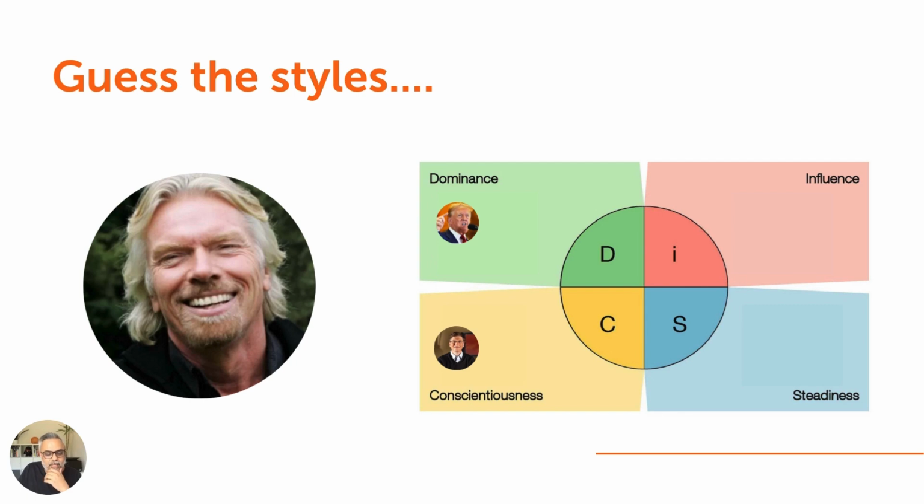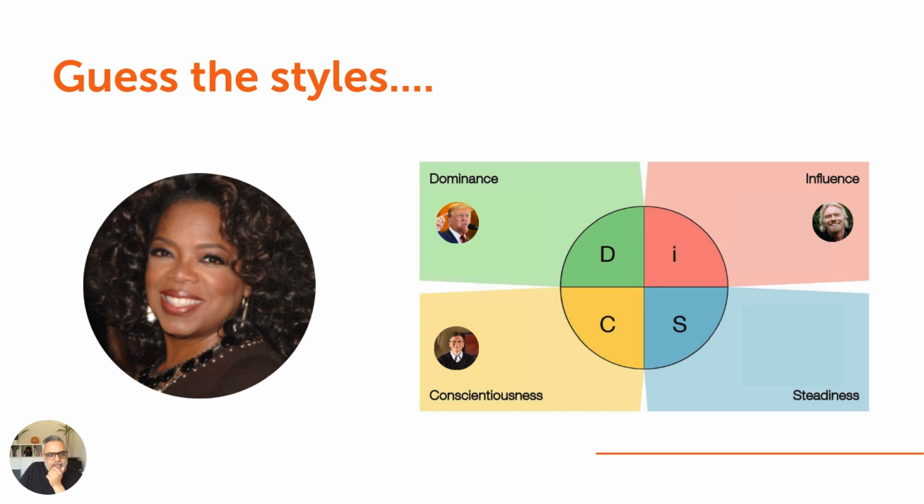Okay, next one, Richard Branson. Richard Branson fits into the influence category. Very outgoing, very optimistic guy, really lovely, very smiley guy. A lot of people like him. He's always out there, winning people over. He fits into the I profile.